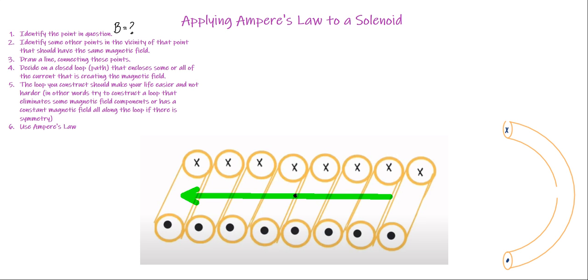So that's what we're going to do. We're going to try to figure out what is the magnetic field at this point. So some of the ways that we might go about doing that. We've identified the point in question, so we want to know what B is over here. Now we're going to identify some other points in the vicinity that should have the same magnetic field. So using the idea that the distance is the same on all sides here, these several points that I'm making should all approximately have the same magnetic field.